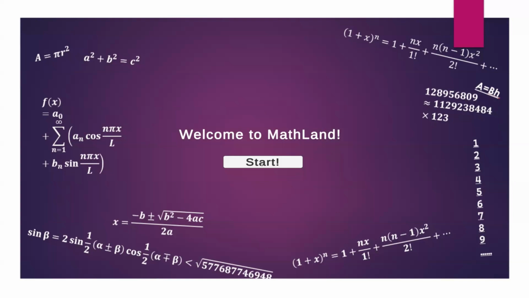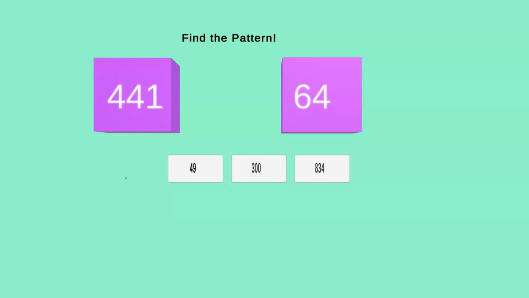So my game's name is Mathland, and it's basically a game with different math concepts and questions. And there's a total of 50 points you can earn, and there's 10 points for each question. So when you click the start button, it takes you to the next question. So in this one, it's a pattern.